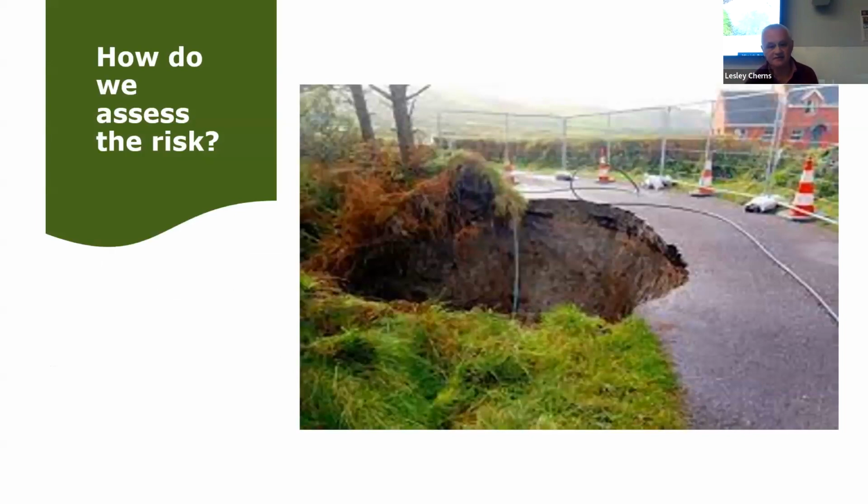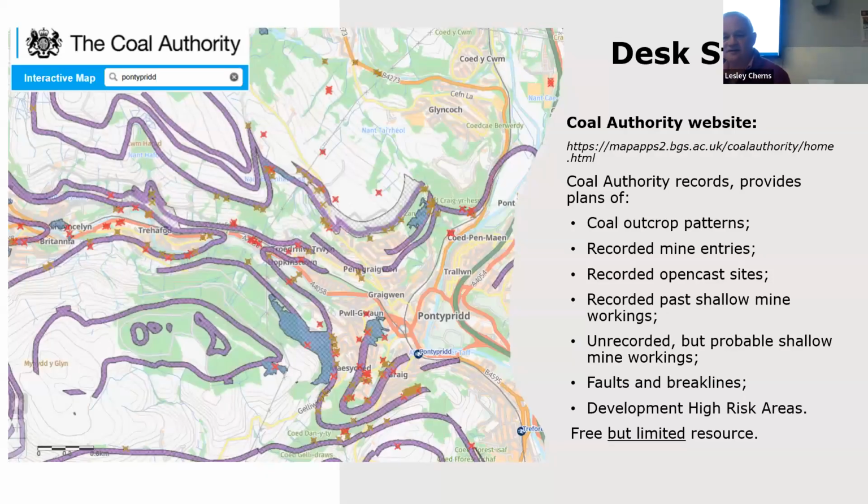So how do we assess all these risks? The first thing we do is a desk study. And it's exactly as it sounds: you sit at your desk and you study various pieces of information. I'll go through some of these quickly. This is the Coal Authority website. This is a free resource. Anybody can look at it.